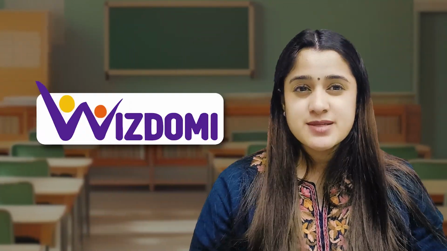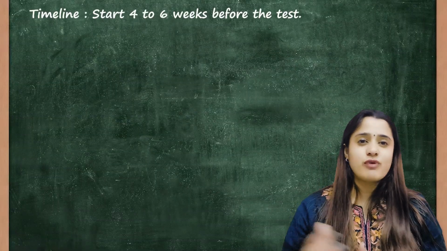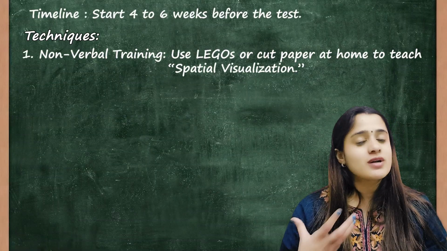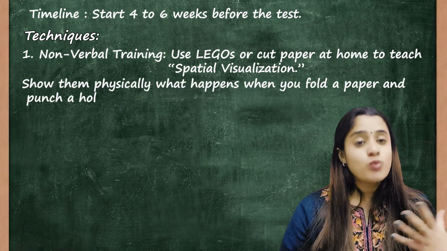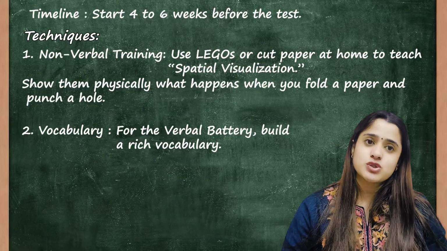The official stance is no prep needed, and at Wizdomi, we disagree. Why? Because figure matrices are really weird. If your child has never seen one, they will waste time figuring out the instructions. So start 4 to 6 weeks before the test. Use Legos or cut paper at home to teach spatial visualization. Show them physically what happens when you fold a paper and punch a hole.